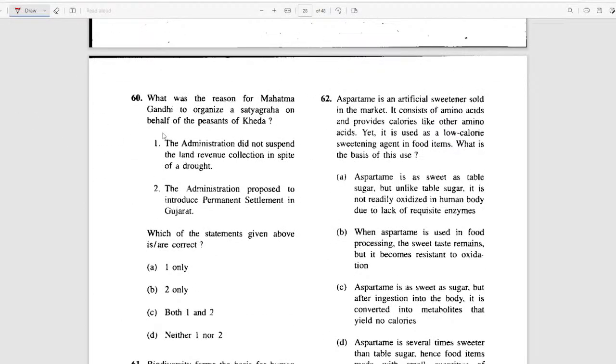So what was the reason for Mahatma Gandhi to organize a satyagraha on behalf of Kheda? So Mahatma Gandhi is important. Gandhiji is important for your prelims and also mains. And the protests that he had undertaken, the protests and the reasons.